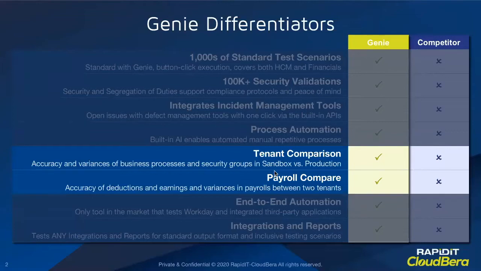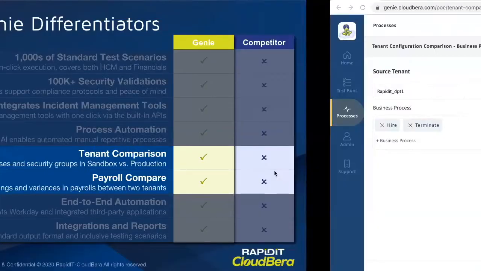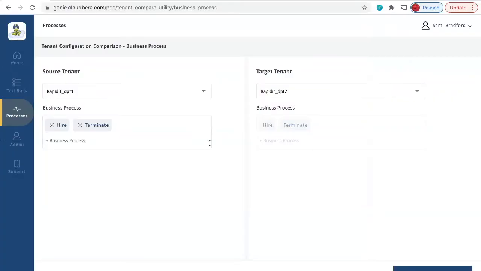Let's now take a deeper dive into these features. The Tenant Compare functionality gives customers peace of mind by ensuring the most up-to-date configuration on your business processes that were tested and approved in Sandbox are available in Production as well. Any variances that occur to the configuration will be flagged by Genie.